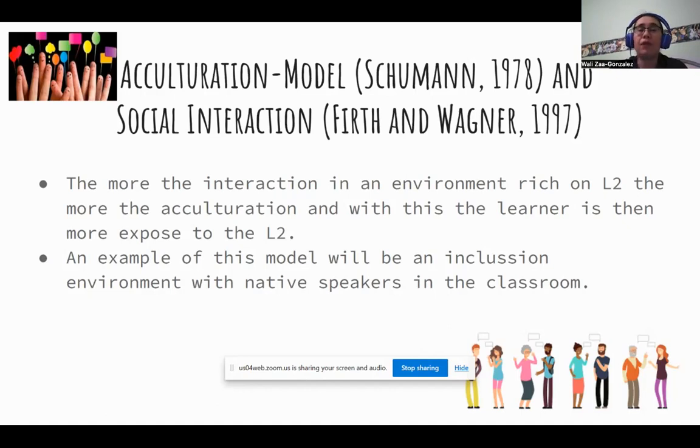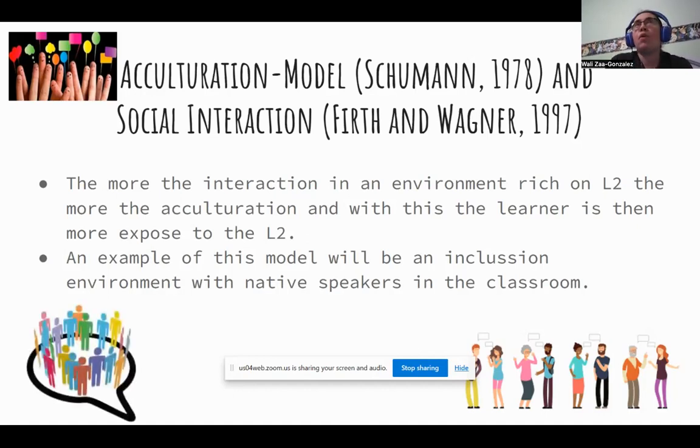An example of this model is an inclusion class or inclusion environment, where the student is not surrounded only by their L1 community, the students who speak the same native language as they do, but where native speakers of the target language are in the same classroom, because in that way the student is forced to put into practice the language they're learning.